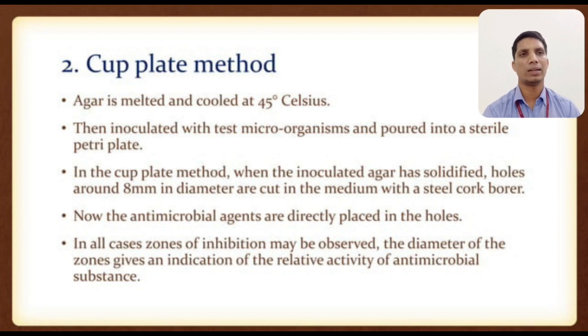Firstly, the agar is melted in an autoclave or in a hot air oven. Then it cools down to 45 degrees Celsius, because if we add the inoculum at a temperature above 45 degrees Celsius, say 50 to 60 degrees Celsius, this will destroy the bacteria. This will kill the bacteria, so no inoculation takes place.